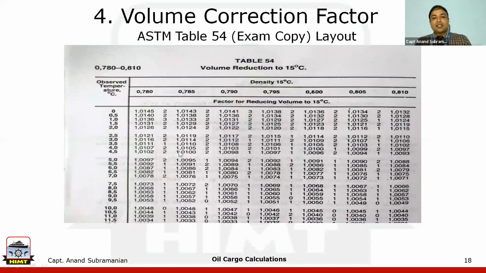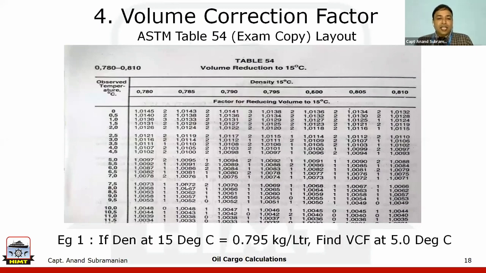Let us take up an example over here. If the density at 15 degrees Celsius is 0.795 kg per liter, find the VCF at 5 degrees Celsius. So how do we find out the VCF now? Using this table. The density is 0.795, that is this column. The observed temperature is 5 degrees Celsius, that is this row. So how do we find out? 1.0092. So it's very simple.